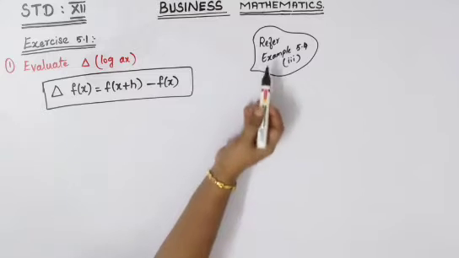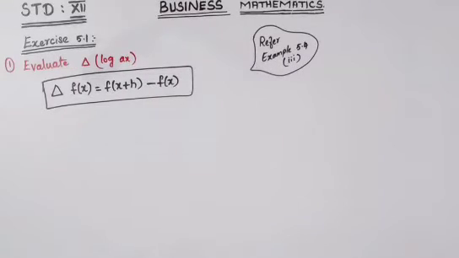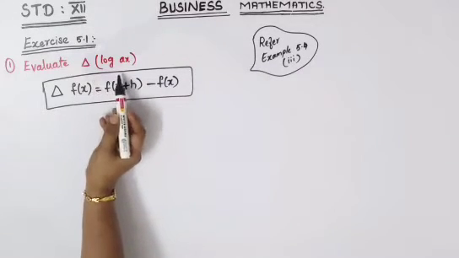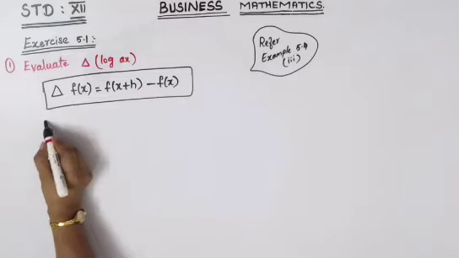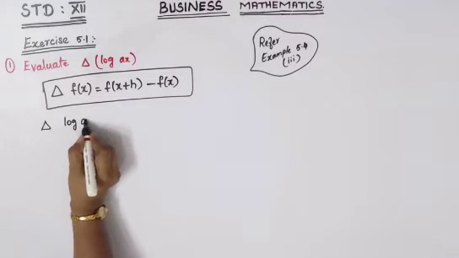Okay. And here refer to your example 5.4. In that third subdivision, delta log x is your question over there. So you can refer to the same example. Now, delta log ax you have to find.